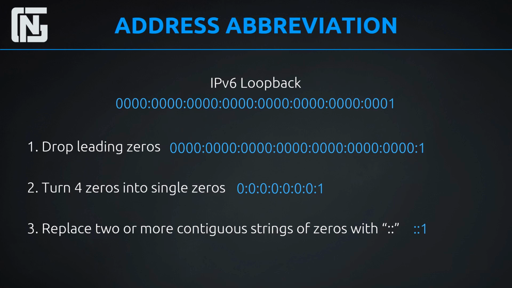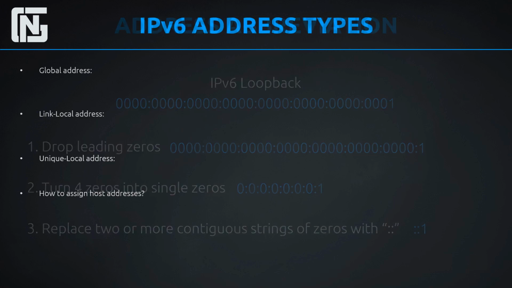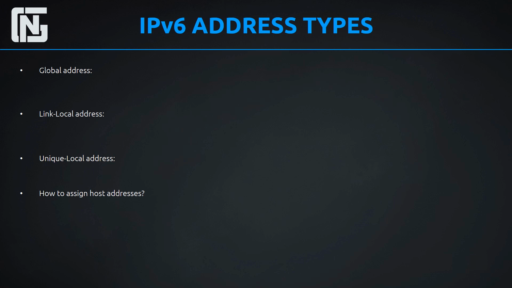All right, so that's our address abbreviation. Now we need to understand some more stuff about some specific types of IPv6 addresses. This is going to actually wrap it up for us on our main IPv6 lesson here. So these are the different types of addresses. We have a global address, we can have a link local address, and we can have a unique local address. So we'll talk about those 3, and then we'll talk about how to actually assign host addresses.